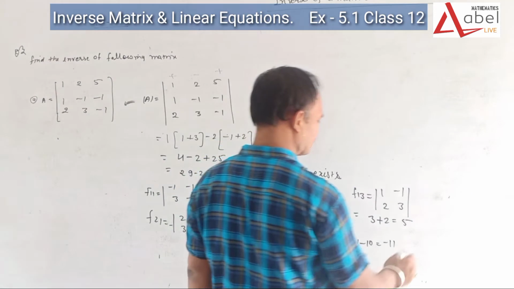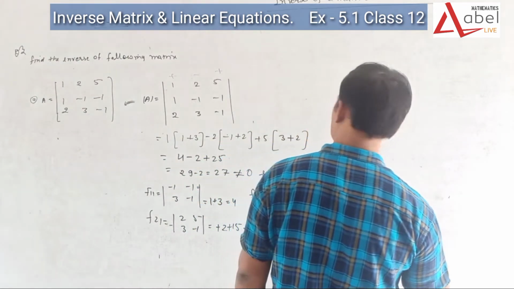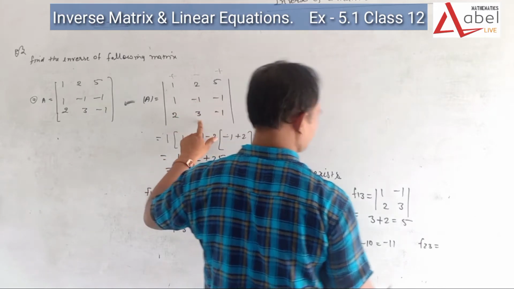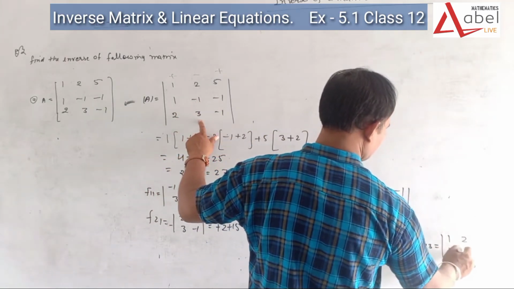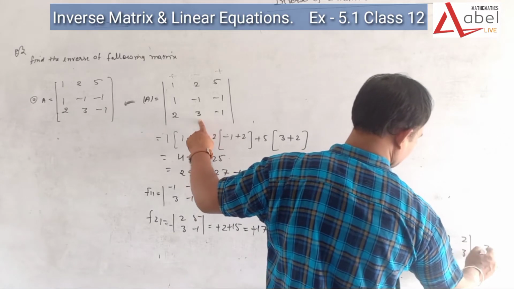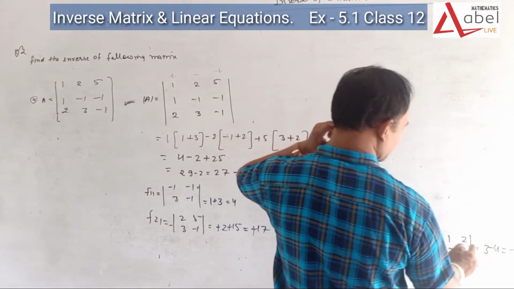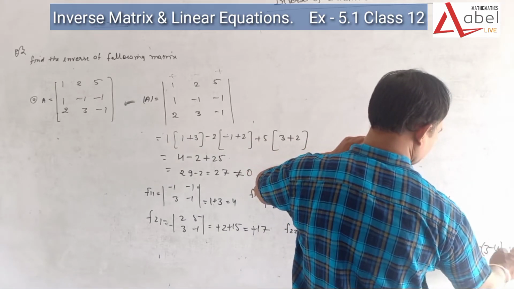What about f23? f23 means we have to find with respect to this. So 1, 2 and 2, 3 is here, so we can say that it is 3 minus 4, so it is minus 1. It is 2 plus 3, so we have to use a negative sign before it, so we can say that it is plus 1.